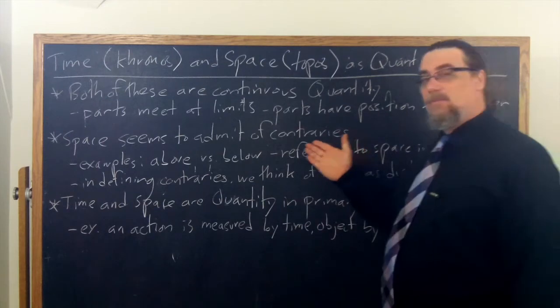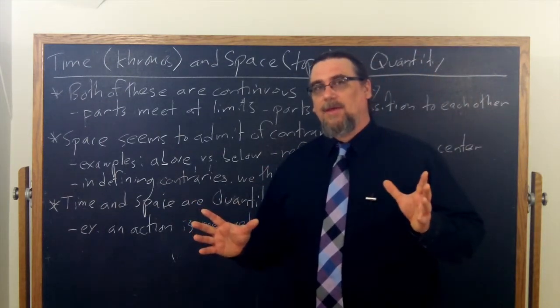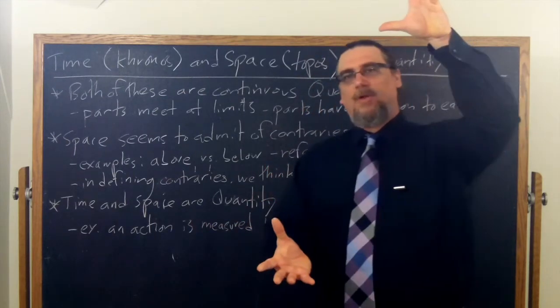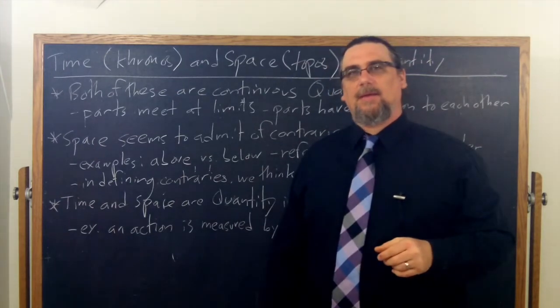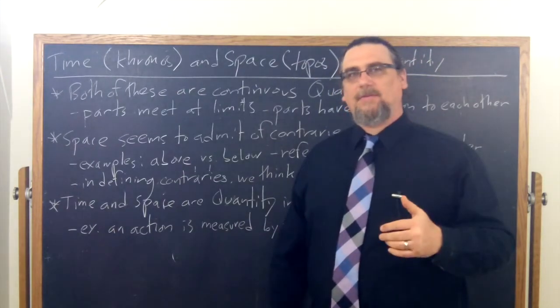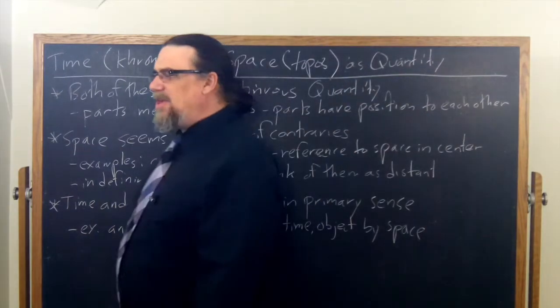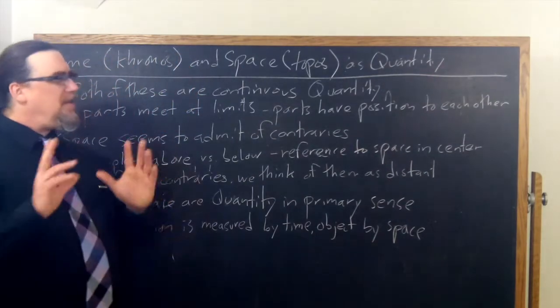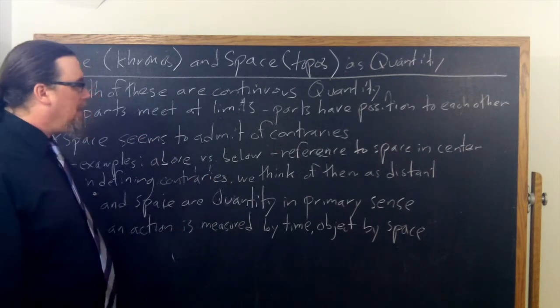In this case, above and below is just in reference to another point of space. So to say this space is above and this space is below is making reference to something that's in between, another point in space, the center, he calls it. So these are not, strictly speaking, contraries. Now, he does say something very interesting as sort of a side remark.